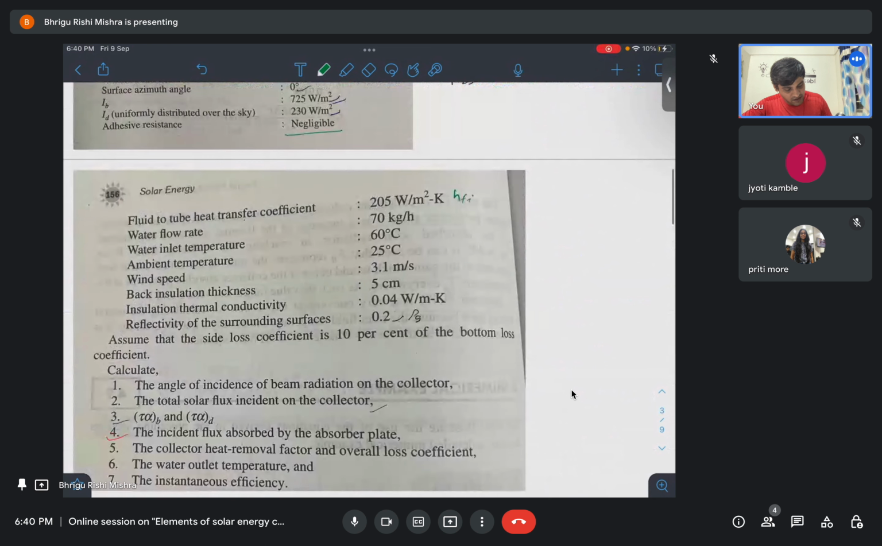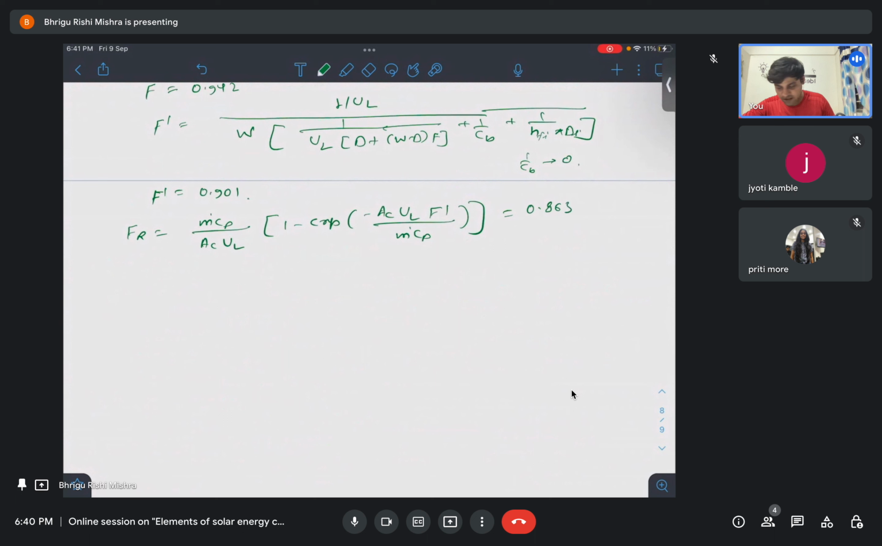If you put all the values, m dot is the mass flow rate, which is given here, the water flow rate, and Ac is the collector area. So this is the length of the absorber plate times the width of the plate, which gives the Ac. So we have all the values, so we can calculate it, and it turns out around 0.863.